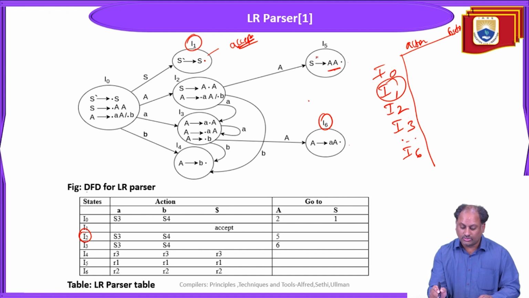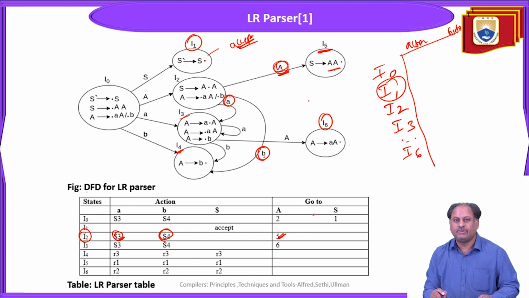in the state I2, it reaches one more state, I5, with the capital A symbol, and also one more input, small b, and one more input, small a. So here small a reaches I3, so that's why S3 has come in, and small b reaches I4, so that's why shift 4. For these two cases we have written S3, S4. Whereas capital A reaches I5, so goto is to be considered as 5.